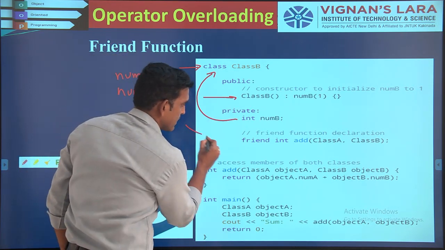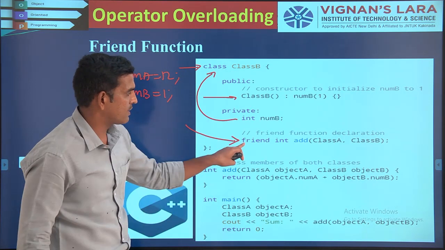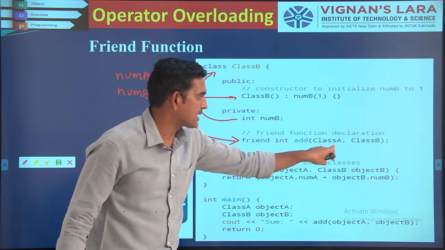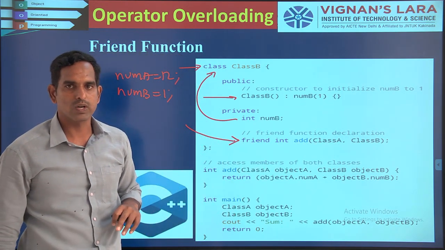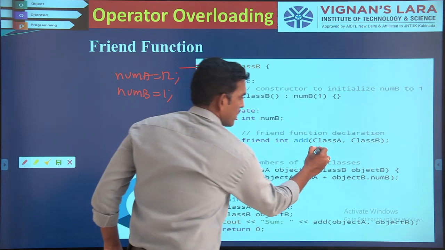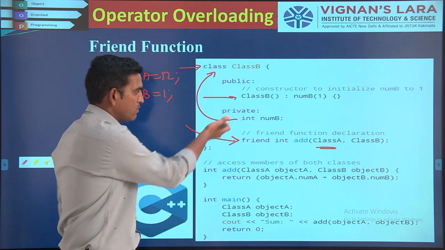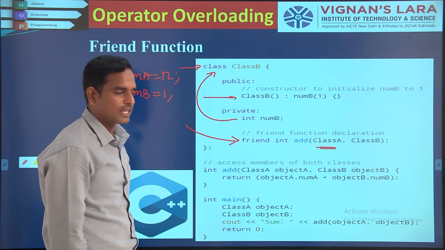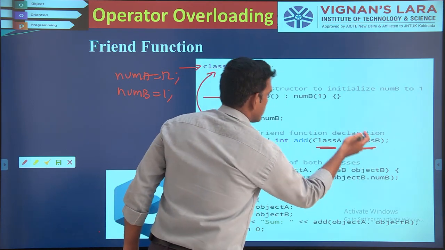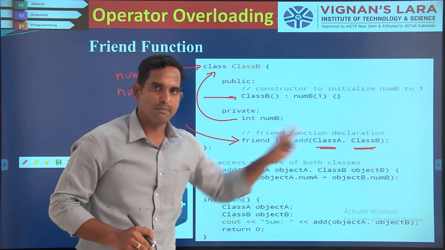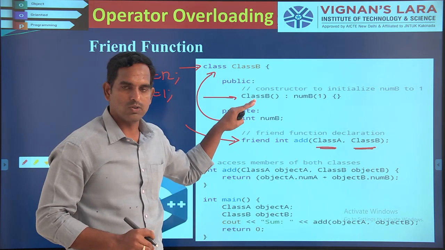And I have written the same add function. If you see, friend int add class A comma class B. As you have already defined the class A before that, it will not make any issue. And you have declared the class B here, it will not make any issue. So this is how you will be writing.